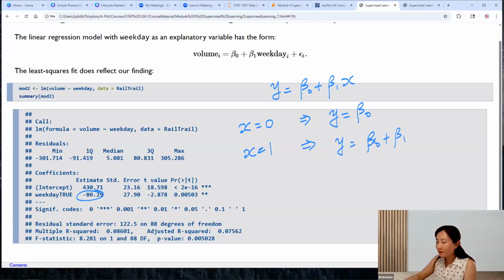Okay? So what is beta 1? Beta 1 is actually an additional intercept term. Okay, it marks the difference between the two levels, the difference in the mean value of y of the two levels. Okay? So yeah, that's it.